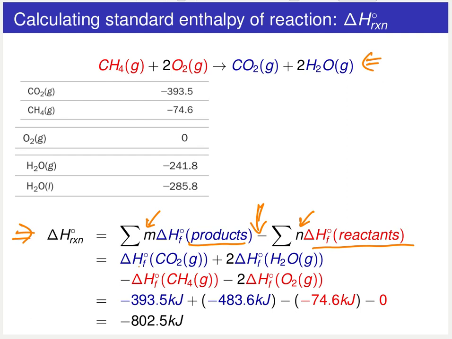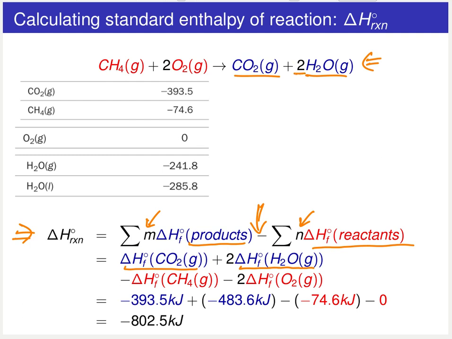So we're looking at our products in blue here first. We're going to be having to pull from the table the enthalpy of formation of CO2 gas. The stoichiometric coefficient here is 1, so we have a 1 in front. Then for our next product, we have H2O gas, the enthalpy of formation of H2O gas, which we'll pull from the table.